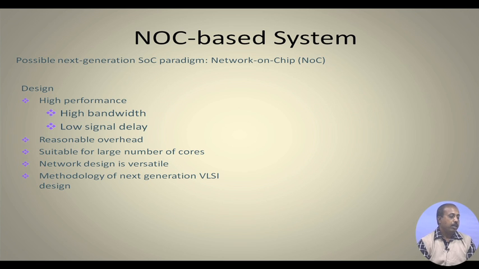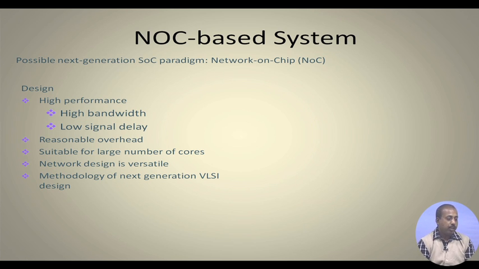So in case of NOC based systems, high performance can be achieved by the effective high bandwidth and the low signal delay between the successive stages. The overhead is reasonable in most cases, in the sense that the routers are made very small, so that they support just a basic routing algorithm, and the router overhead is much lower compared to the core. It may be 0.1% or 0.01% of the total SOC area that is dedicated for the network part, including the routers, network interface, and the links.